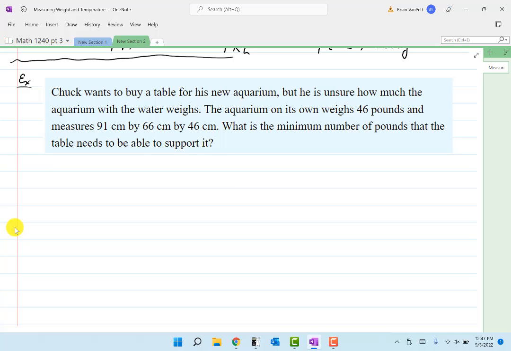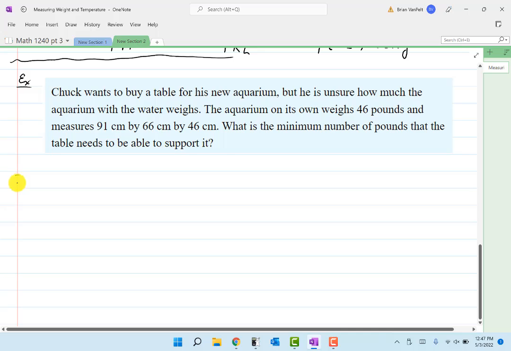Here's an example out of the textbook. It's a typical type of a problem that I thought is something you may encounter sometime in your life. You have an aquarium that you want to put on a table of some sort, and you want to know if the table is strong enough to hold it. And so you want to calculate the weight of it filled with water. So this is an example that does that. So let's go ahead and start. First, let's get the volume.